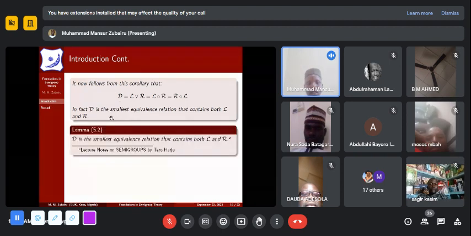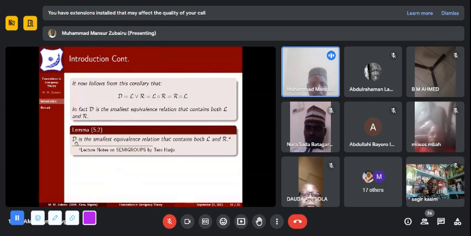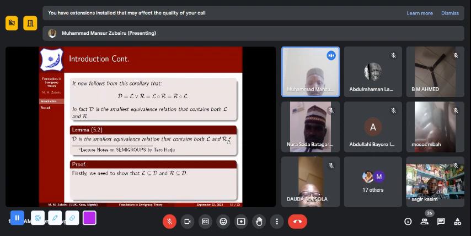Yes, we can demonstrate some of this result as a lemma. You cannot find this in the text, but you can find it in the lecture notes on semigroup theory by Tirhaji. That D is the smallest equivalence relation that contains both L and R. So let us demonstrate one.